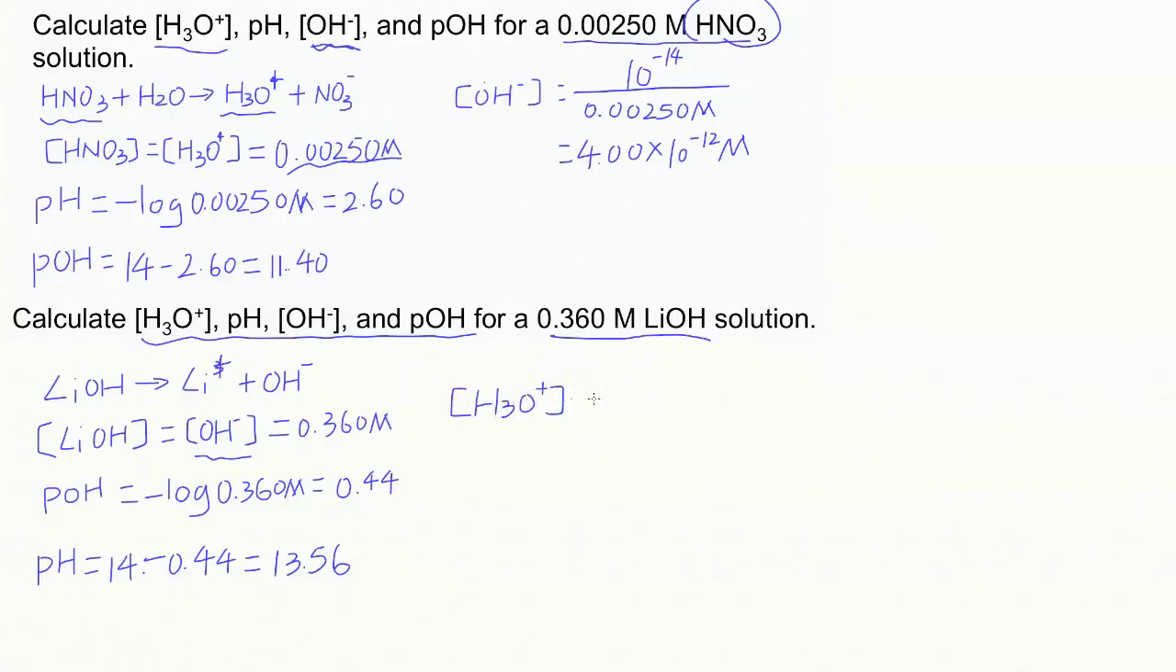Okay, so last item is the concentration of hydronium. Again, we use 10 to the negative 14 divided by the hydroxide concentration right here, 0.36 mole per liter, and you get 2.78 times 10 to the negative 14 mole per liter.